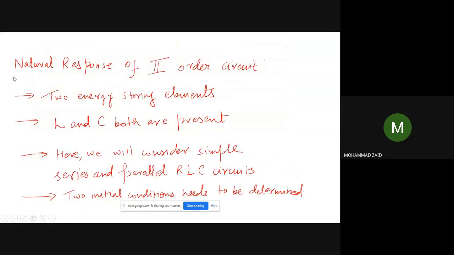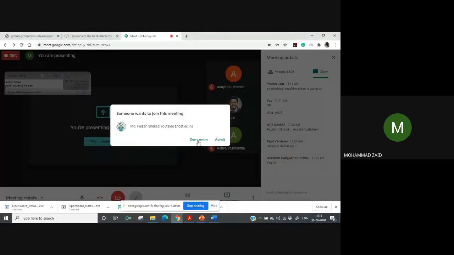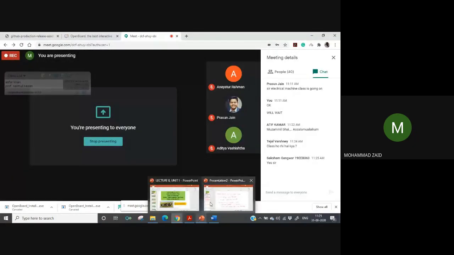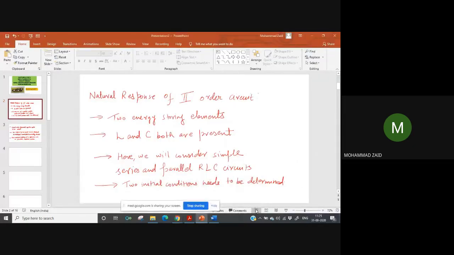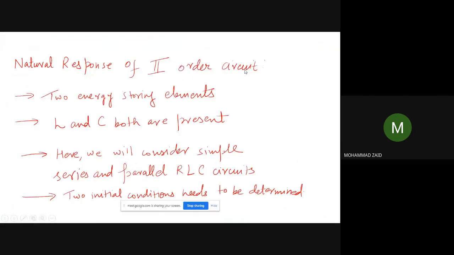Okay, so first we will determine the natural response of the second order circuit. Natural response is the thing that is required for us. So the natural response of second order circuit we need to determine. The second order circuit will have two energy storing elements. That is the first thing, two energy storing elements. In our case, both L and C are present.